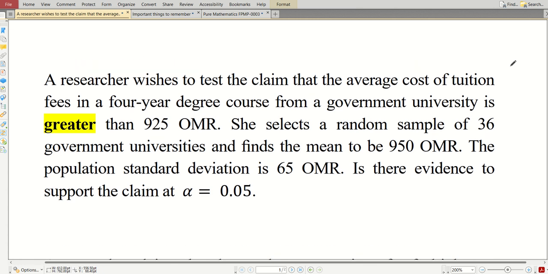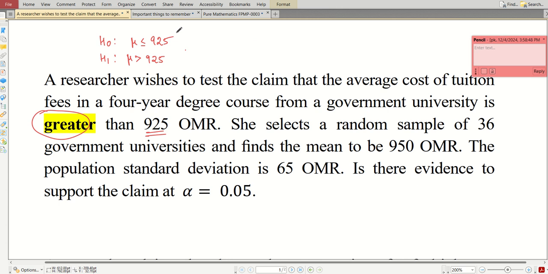If we look at question number one, what is the question? A researcher wishes to test the claim that the average cost of tuition fees in a 4-year degree course from a government university is greater. What is he saying? He's saying the value is greater. And what is this value? This value is mu. So what is the hypothesis here? The hypothesis is mu is greater than 925 OMR, and the other one, mu is less than or equal to 925 Omani Rial. This is how we write the hypothesis.